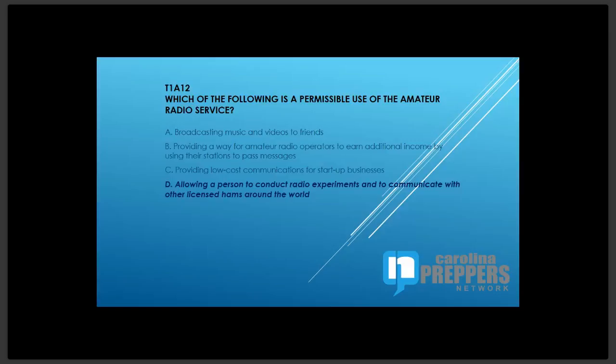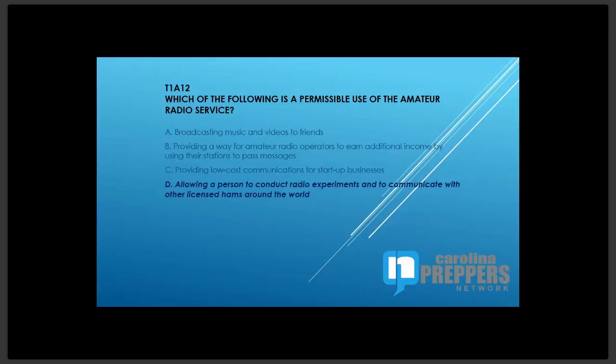Providing a way for amateur radio operators to earn additional income by using their stations to pass messages. Well, one of the rules with amateur radio is that you cannot use the radio for pecuniary purposes. You cannot use amateur radio for financial gain. It's strictly voluntary. The people that work with emergency services to conduct communications when the grid is down, they're not getting paid to do that.